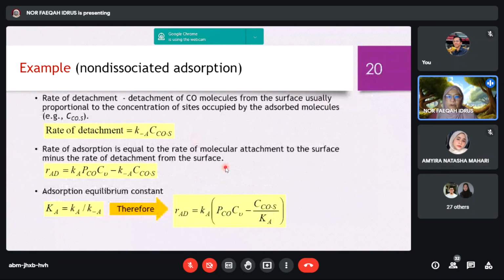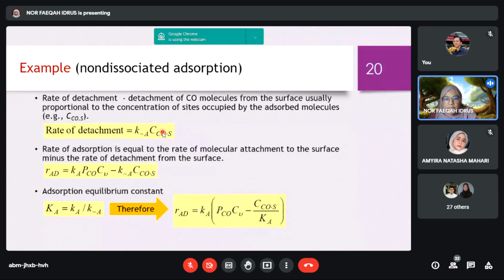Now detachment is the backward reaction. The rate of detachment of the CO molecule from the surface is usually proportional to the concentration of sites occupied by the adsorbed molecules. So the rate of detachment equals K underscore AD, or KA. In this case, A here is adsorption, and the reverse of adsorption is desorption. So K minus refers to the reverse reaction, the reverse of adsorption, which is detachment.